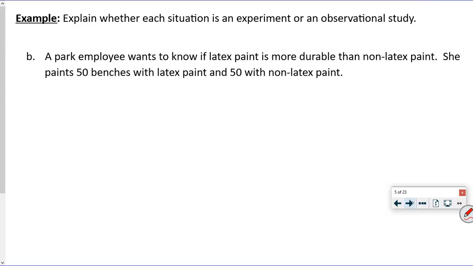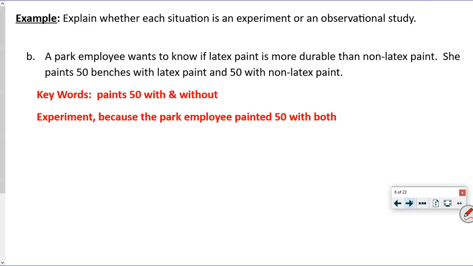The next example says explain whether the situation, again, is an experiment or observational. A park employee wants to know if latex paint is more durable than non-latex paint. So she paints 50 benches with latex paint and 50 with non-latex paint. So here again, they paint 50 with and 50 without. So this is an experiment because the park employee painted 50 with both.